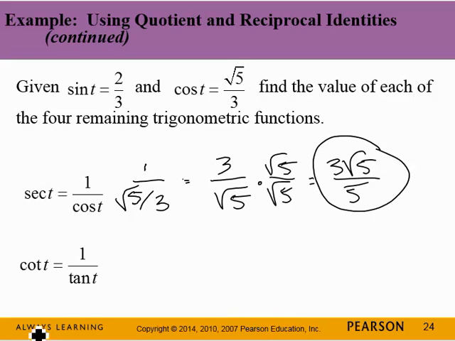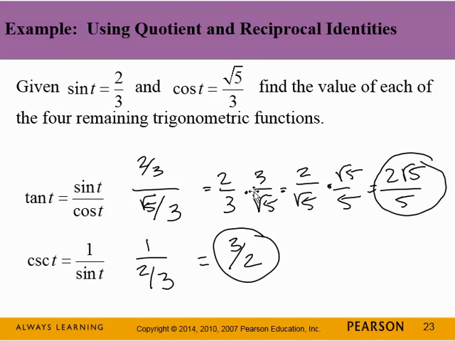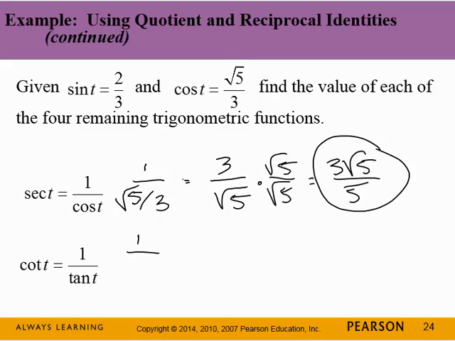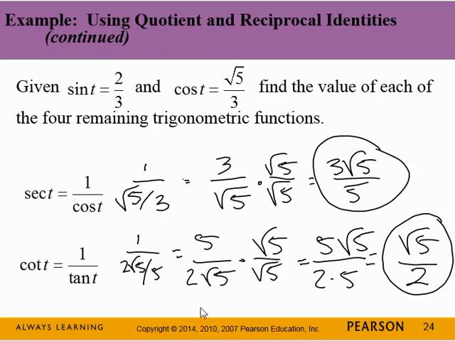Try your cotangent t on your own. Remember, you solved for tangent t before, so use that when you solve this. So we had tangent t being 2 square root of 5 over 5, so you're going to use that value. When you're done simplifying it, you should have square root of 5 over 2.